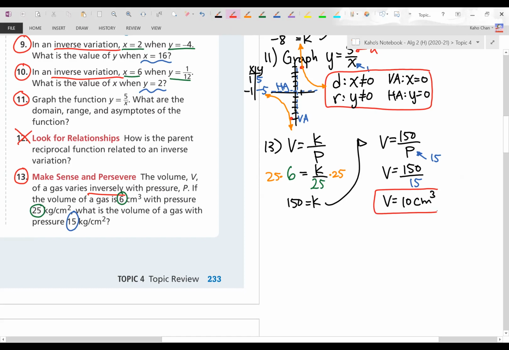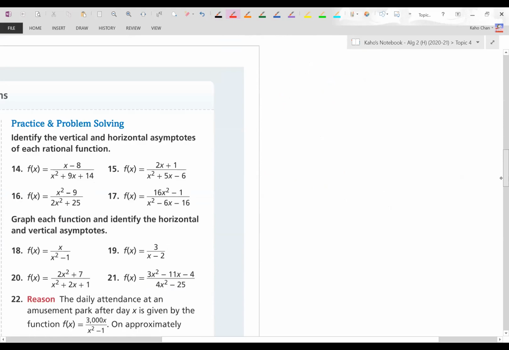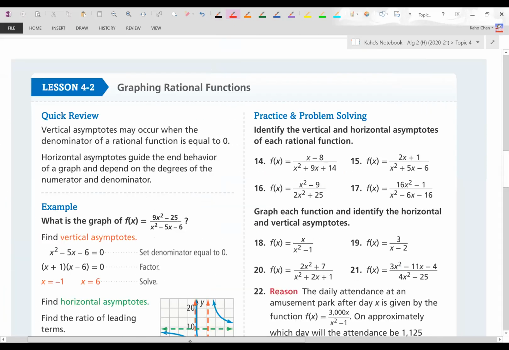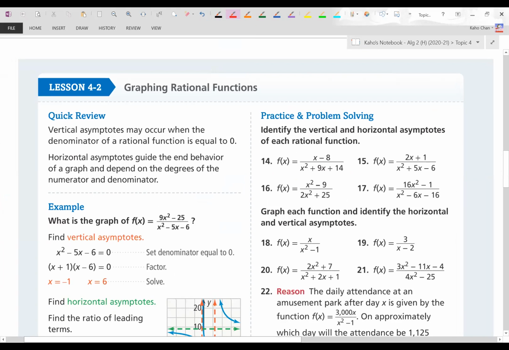Any questions? Great. Let's move on to the next section, 4-2. All right, here we go. We're going to be doing some graphing. We're going to be graphing some hyperbolas and extended hyperbolas. They start looking kind of weird.